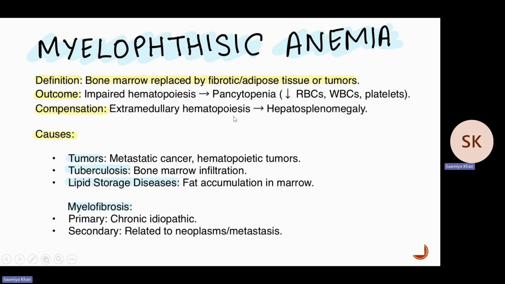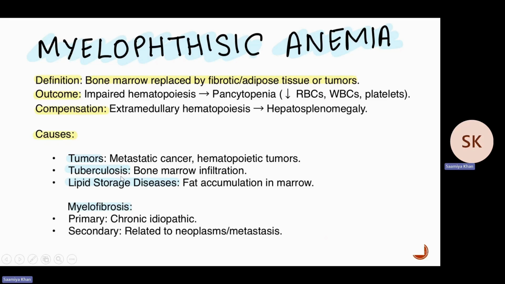Next is myelophthisic anemia. In this, the bone marrow is going to be replaced by something else like fibrotic tissue or adipose tissue or maybe a tumor. So the outcome is obviously hematopoiesis will be impaired, and again we would have pancytopenia with all the cells decreased. Compensation would be like extramedullary hematopoiesis in the spleen and in the liver, and that leads to hepatosplenomegaly.